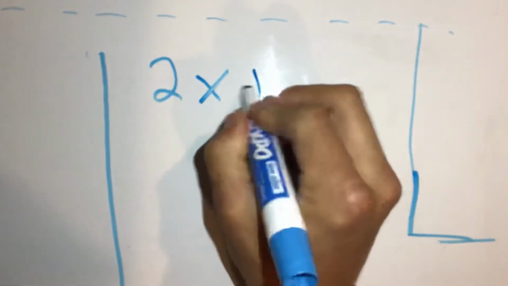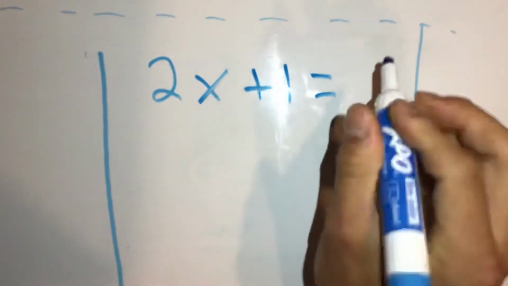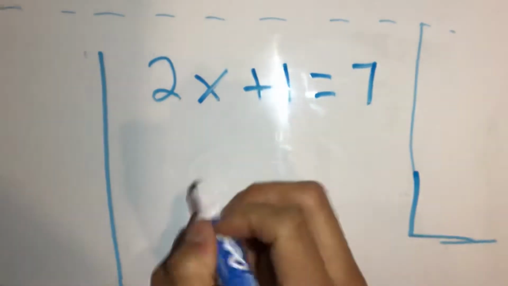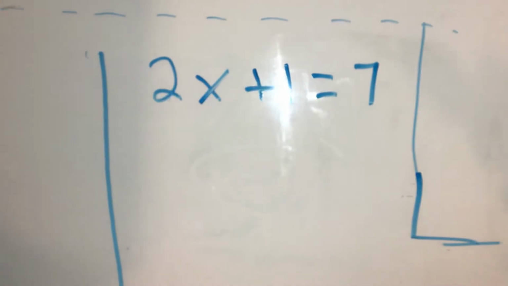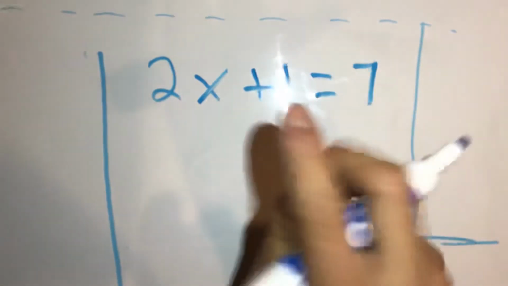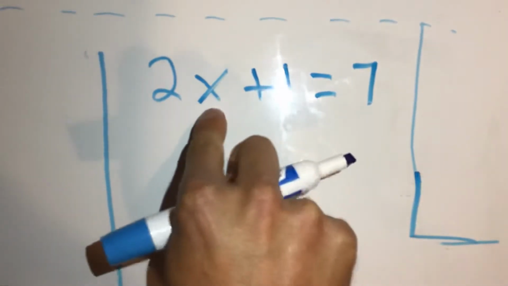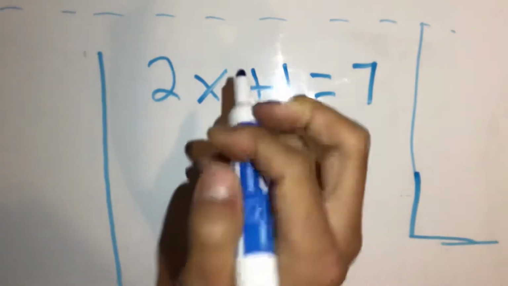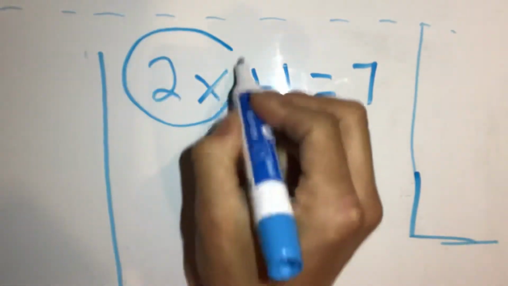So I'll have 2x plus 1 equals, say, 7. 7's a pretty cool number. Now, you're probably, all right, Mr. Ross, what on earth do I need to do here? First, let's find our variable. I don't see a variable here, but I see the x there. That's my variable. I'm going to circle this entire term.